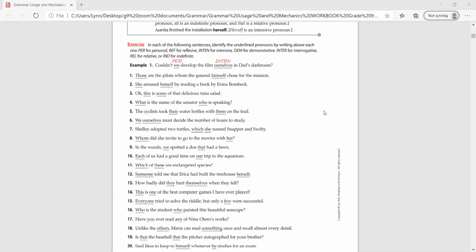Okay, so do number five. The cyclists took their water bottles. The cyclists, there, is a demonstrative.